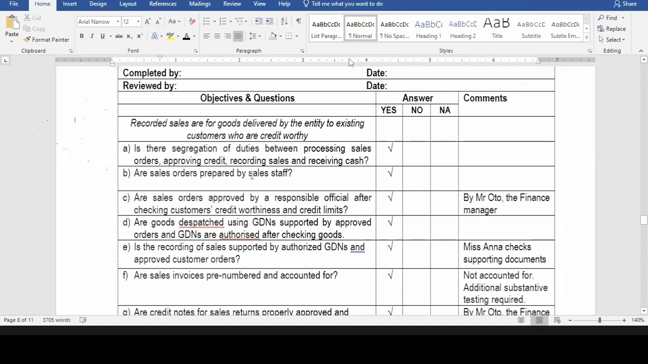Are sales orders prepared by sales staff? Yes. Sales orders approved by a responsible official after checking customers' creditworthiness and credit limits? Yes. Because if there is no check, then it means this is a weakness. And who does it? Yeah, you see. Is goods dispatch supported by approved orders, and goods dispatch notes authorized after checking goods? This one will be clear when we look at the controls.